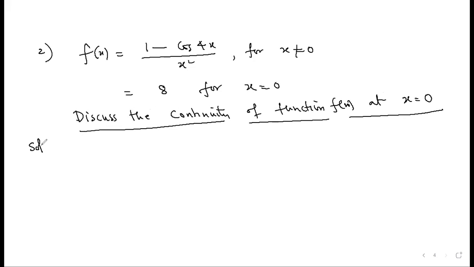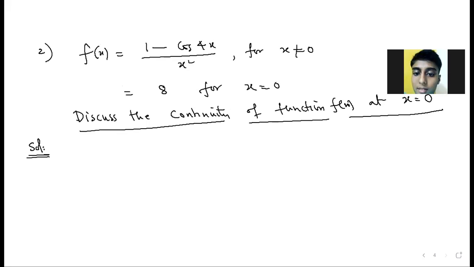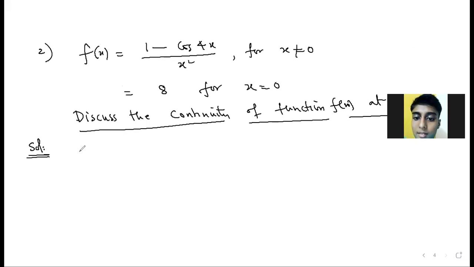So, solution. The function is having two formulae, one formula and one value. This formula is applied when x is not 0, and this value is applied when x is exactly 0. So who is giving me the definition of continuity? Let me ask somebody who has not answered yet. Johar, tell me the definition.